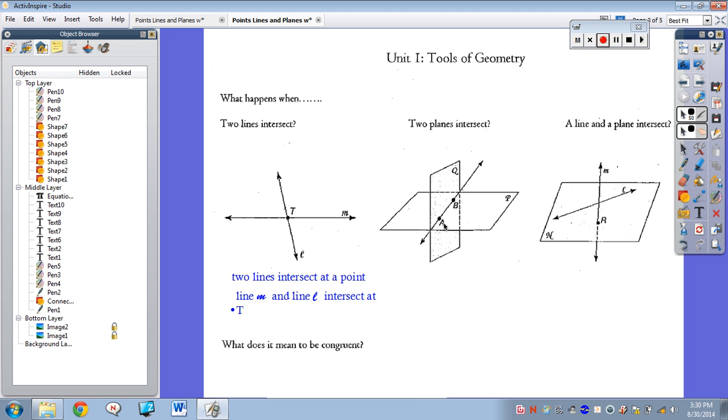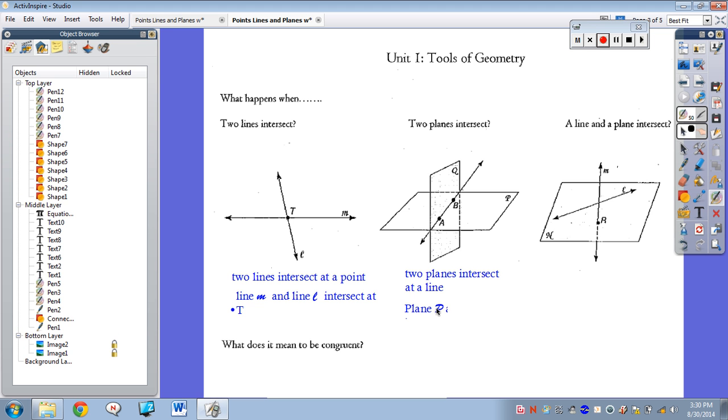But a plane goes forever in every direction. So plane P is actually forever going this way, this way, this way, and this way. And Q is doing the same thing in all those other directions. So they're intersecting here, but since this is a line and this forever goes in one direction, this line is actually going to forever go in this direction too. So you've got two planes actually intersecting at a line.